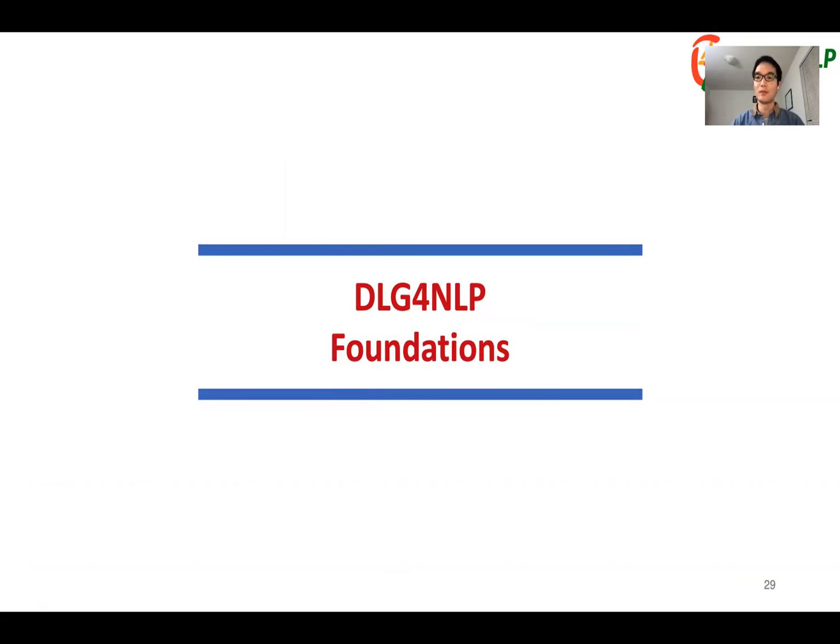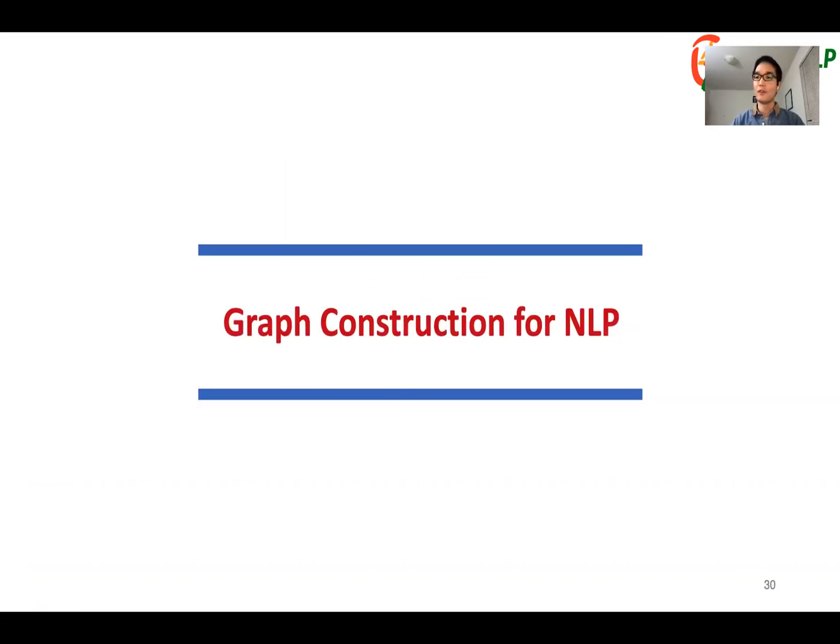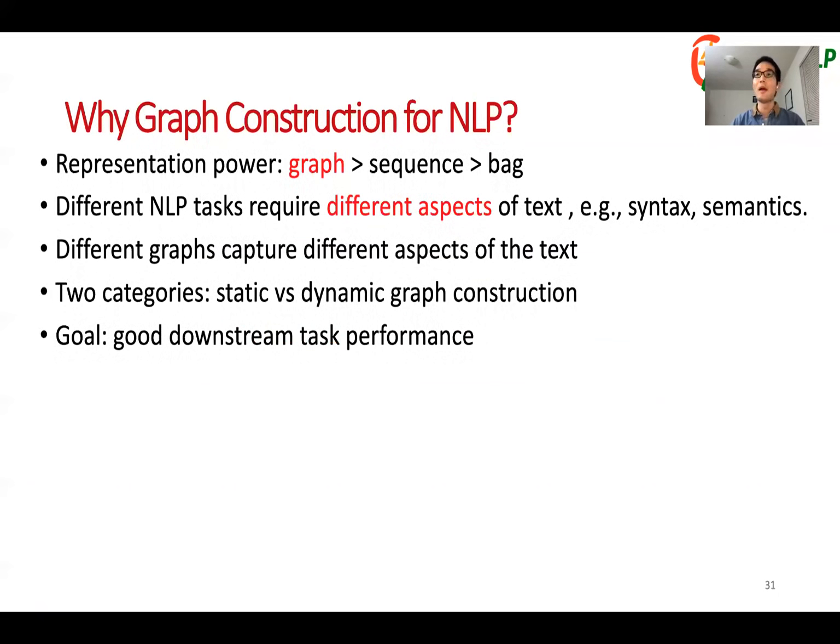Now let's move on to the DLG4NLP foundations part. Let's first talk about the graph construction for NLP. As we previously introduced, there are three typical ways of representing text, which are bag, sequence, and graph. Among the three approaches, graph has the strongest representation power because it can capture rich and diverse information about the text.